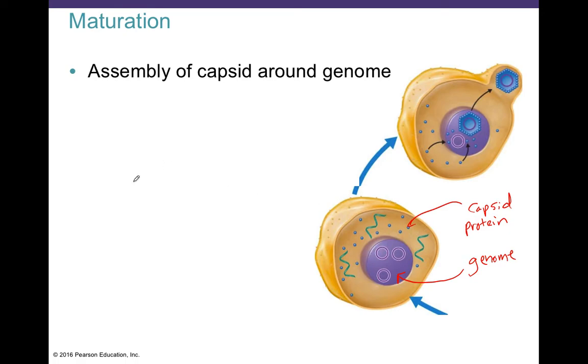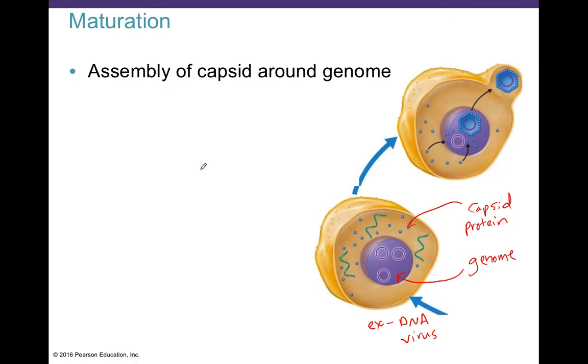So the cell is filled with lots of copies of this genome and virus proteins, or capsid proteins, but they have to be assembled. And different parts might be made in different parts of the cell. This picture shows an example of a DNA virus. That genome is in the nucleus. If it's an RNA virus, that's often in the cytoplasm. But let's not worry too much about where these pieces are.